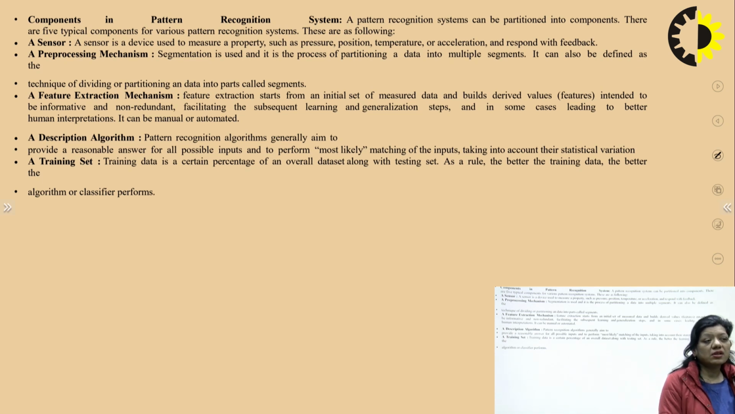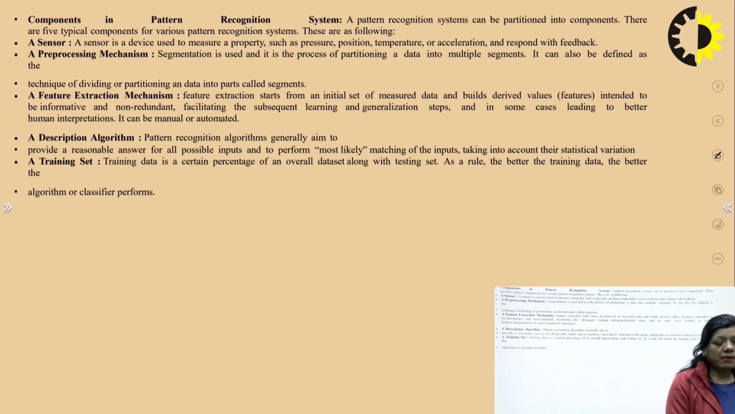Feature extraction starts from an initial set of measured data and builds derived values, called features, intended to be informative and non-redundant. This facilitates the subsequent learning and generalization steps, and in some cases leads to better human interpretation.